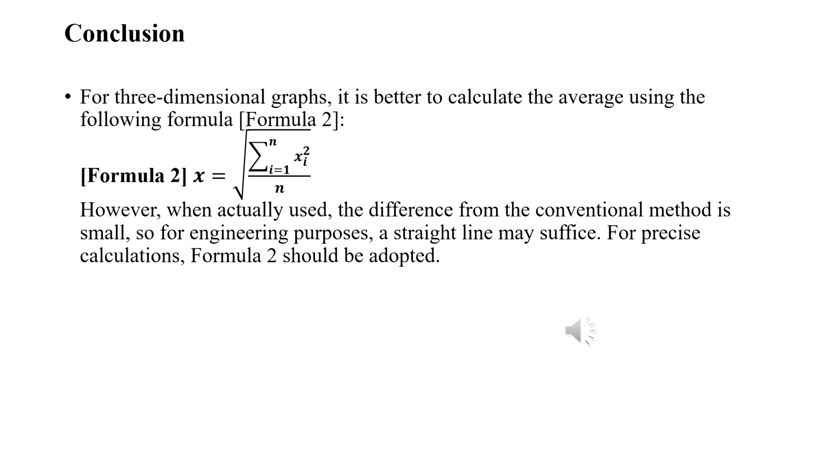Conclusion: for three-dimensional graphs, it is better to calculate the average using the following formula. Formula 2: x equals the square root of the average of the squares of x sub i, where i goes from 1 to n. However, when actually used, the difference from the conventional method is small, so for engineering purposes, a straight line may suffice. For precise calculations, Formula 2 should be adopted.